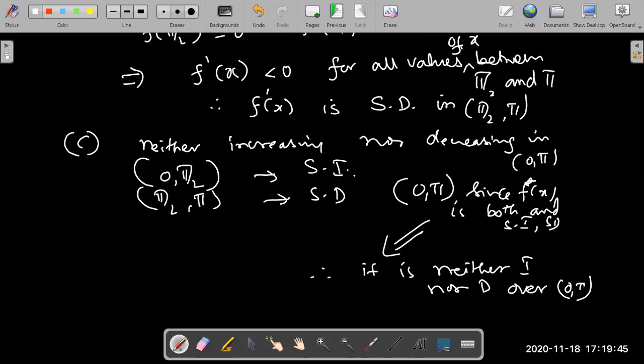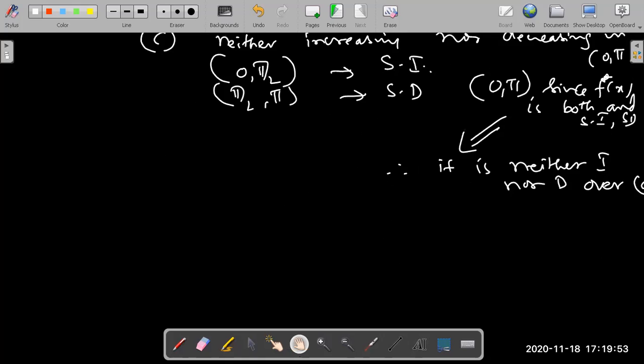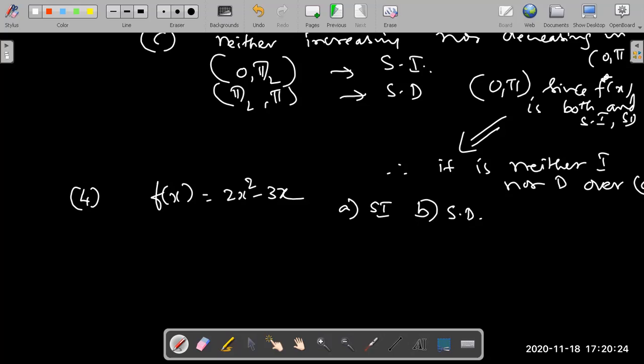Yes, sir. Question number 4: we have to find the intervals in which a function is increasing or decreasing. Find the intervals in which f of x equal to 2x squared minus 3x is, first part, strictly increasing, and B, strictly decreasing. We need to find the intervals.